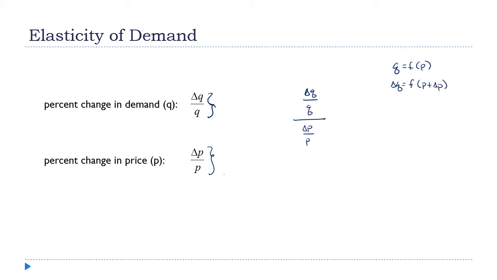That's the new demand after the price increase, minus f of P. That's the original price. All right, so let's see. I'm going to put that into our formula, but I'm going to fix this fraction up a little. Remember, how do you divide two fractions? You keep the first one the same, so it's going to be delta Q over Q. You change the division to multiplication, and you flip the second one over. So this is P over delta P.